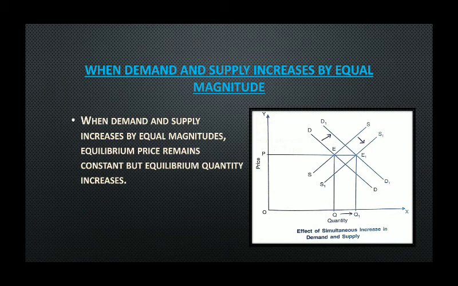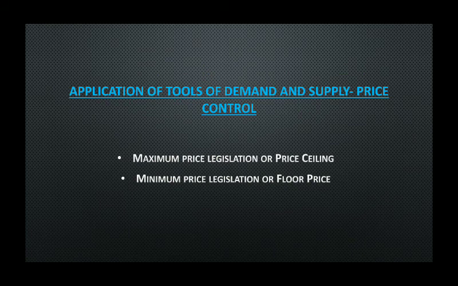That is application of tools of demand and supply. That means price control. Till now we have discussed how price is determined by demand and supply. And then if the demand and supply change, what will be its effect? Now we are going to discuss that there are some situations when the government needs to intervene. At times we can see that the government fixes the price by law rather than allowing it to be determined by the market prices of demand and supply.